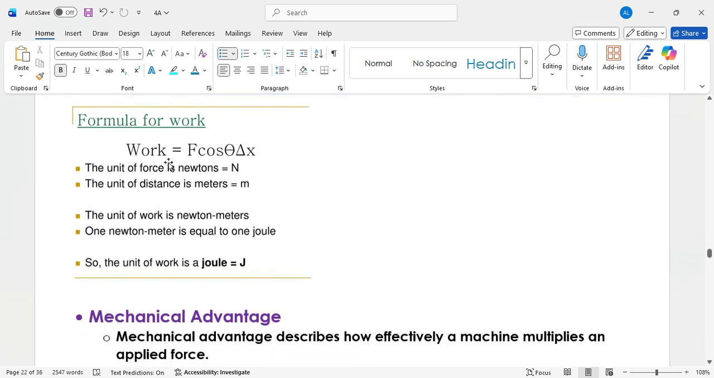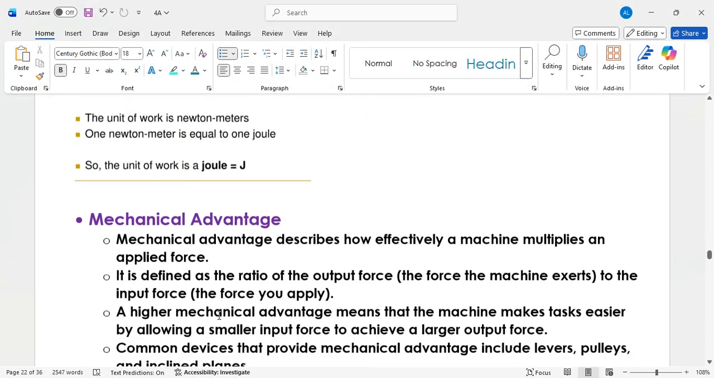The formula for work is F d cos theta. The unit of force is Newton, the unit of distance is meters, so the unit of work is Newton meters. 1 Newton meter equals 1 joule, so the unit of work is the joule.